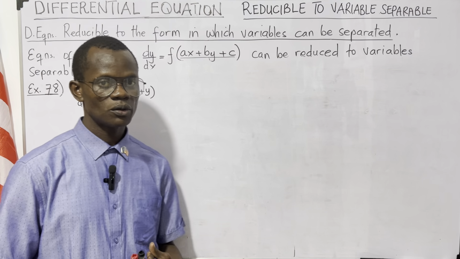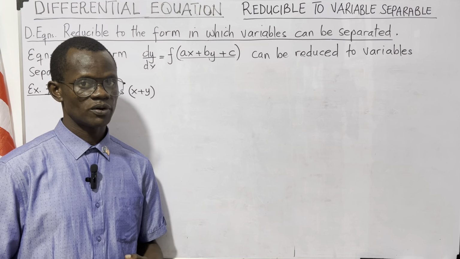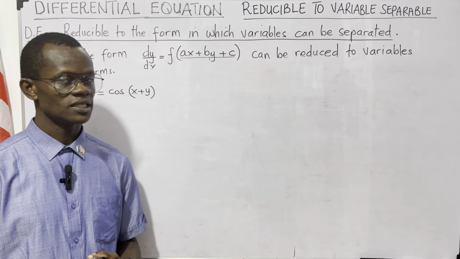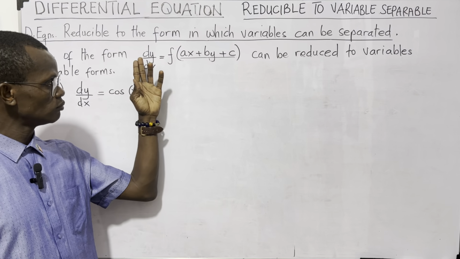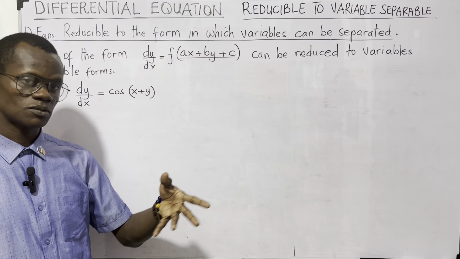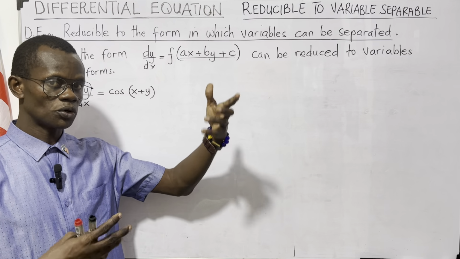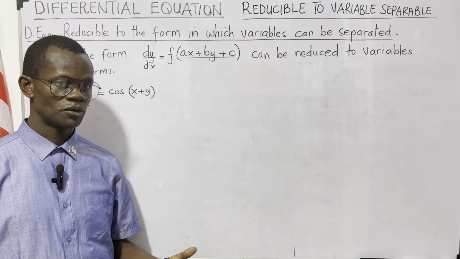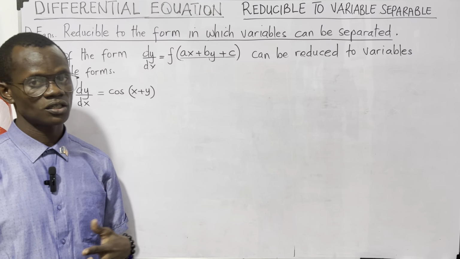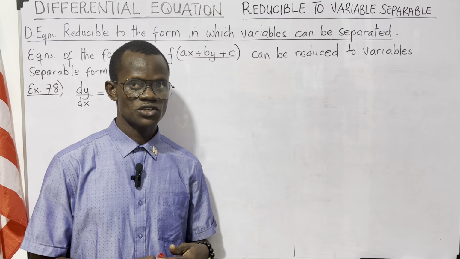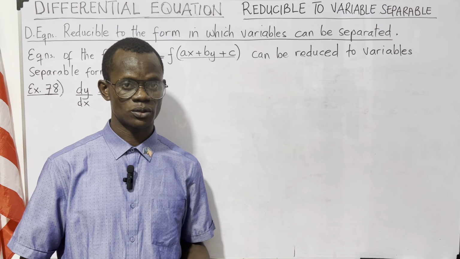In this lesson, we want to look at additional problems under reducible to variable separable methods. And we said if you have a differential equation of the form dy by dx is equal to f of ax plus by plus c, you can substitute what is within here with some other unknown variable and be able to reduce that differential equation into an equation that you can apply the variable separable method on.